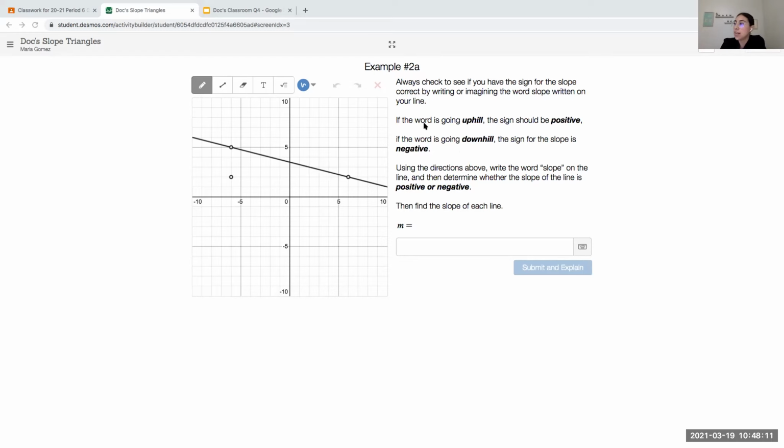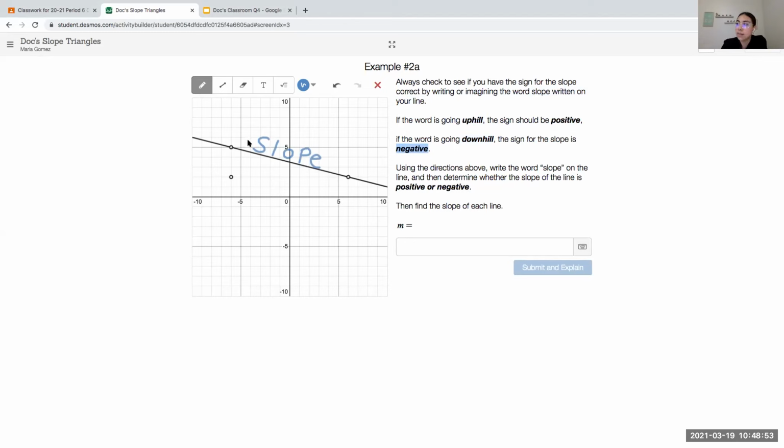So if you pay attention to this slide, it's saying always check to see if you have the sign for the slope correct by writing or imagining the word slope written on your line. So take your pencil, do me a favor and write the word slope. That's all this is asking you to do for now. When you write that word slope on this line, ask yourself, is this going uphill? If the word is going up, then that is a positive slope. If the word is going down, then that is a negative slope. So let's check before we actually draw any triangles on here.